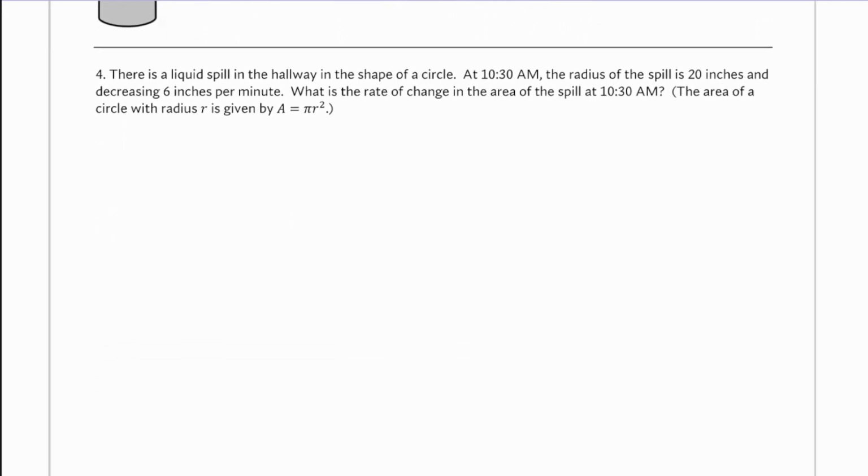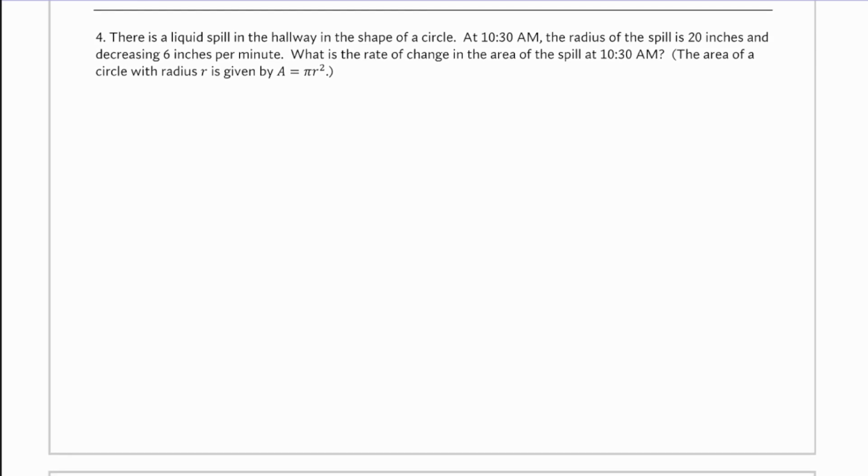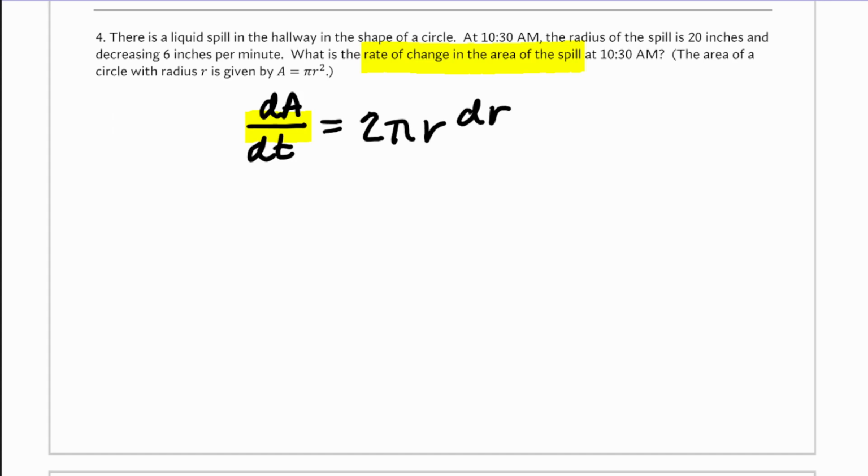Now there's a liquid spill in the hallway in the shape of a circle. At 10:30 a.m., the radius of the spill is 20 inches and decreasing 6 inches per minute. What's the rate of change in the area of the spill at that time? Okay, so we've got the area formula here. We're going to take the derivative of the area formula with respect to time, because that's what they're asking for. Rate of change in the area of the spill, that's going to be dA dt. Okay, and that's going to be the derivative of pi r squared, which is pi times 2r dr dt, so we would say 2 pi r dr dt.